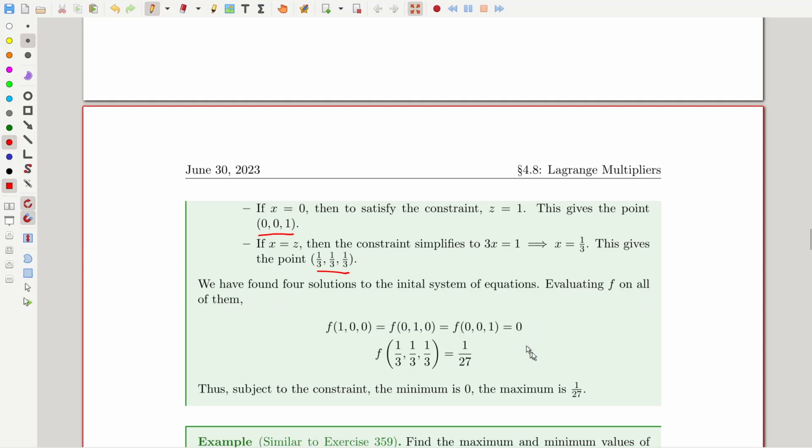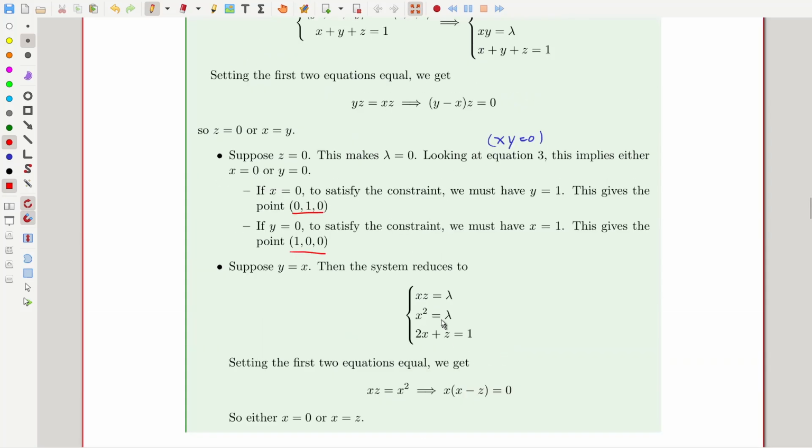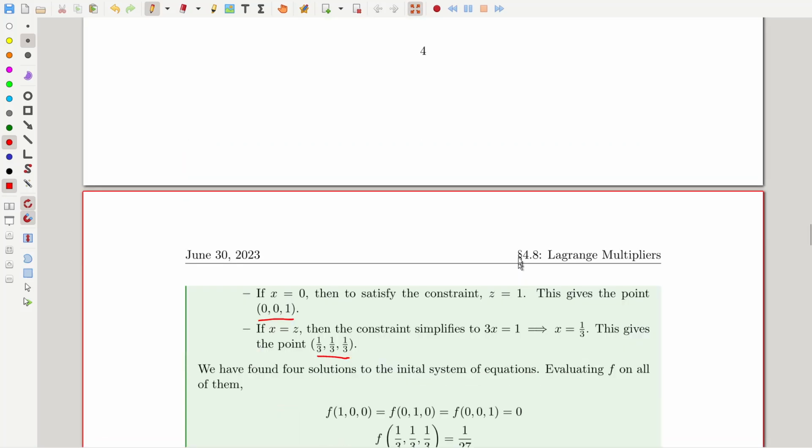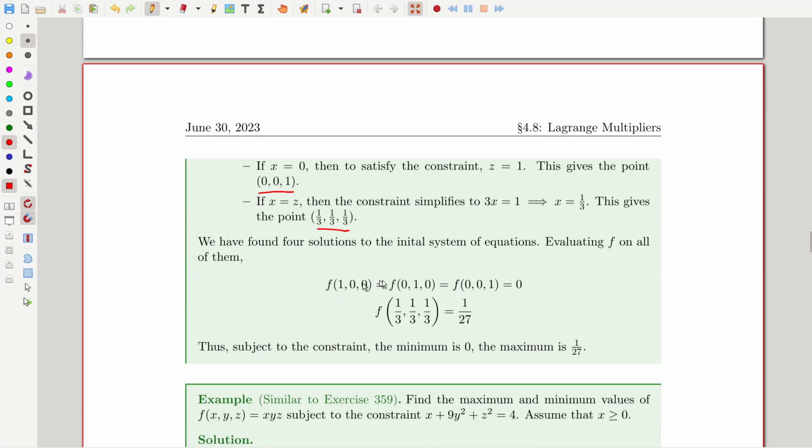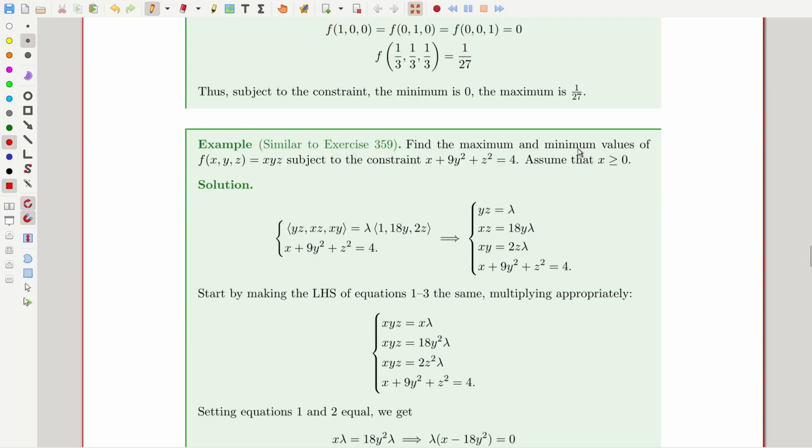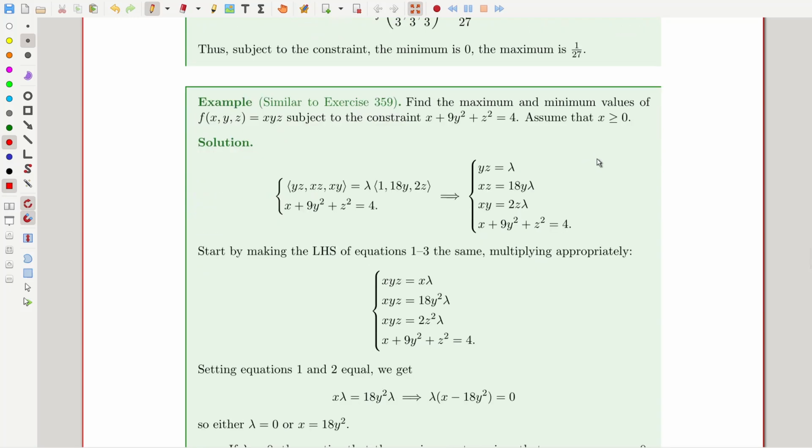Okay, and now we're trying to find the minimum and maximum of the function f. So we plug all these points in, and you can see that happening here. F is a rather nice function. F is just x times y times z. So calculating that is really easy, right? With these 3 points, it's immediately 0 because one of the factors is 0. And then this one is the only non-zero value. So we get that 0 is a minimum and 1 over 27 is the maximum for this function subject to the constraint.